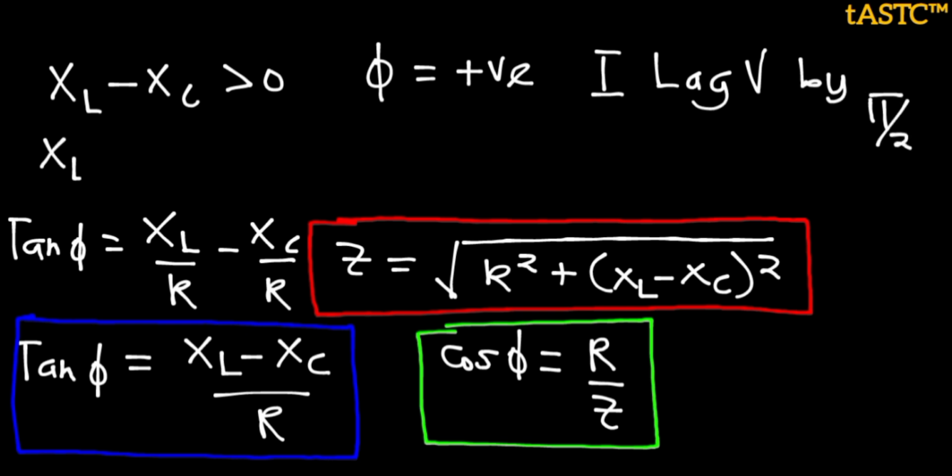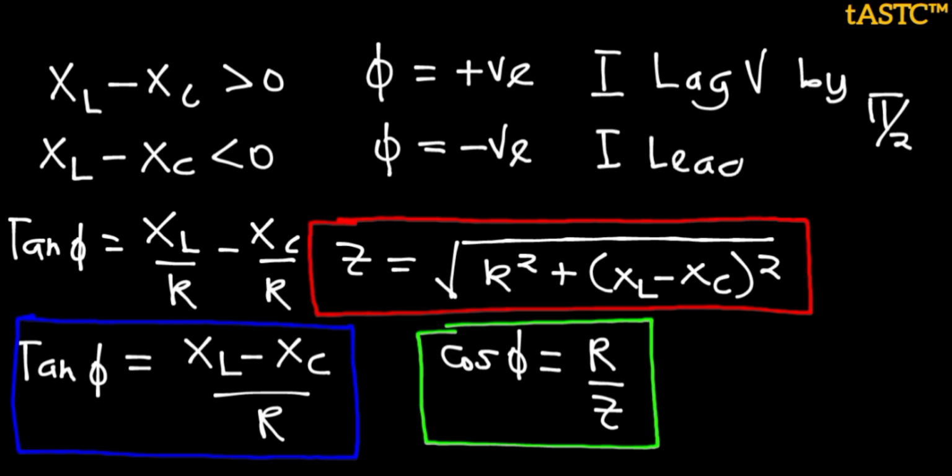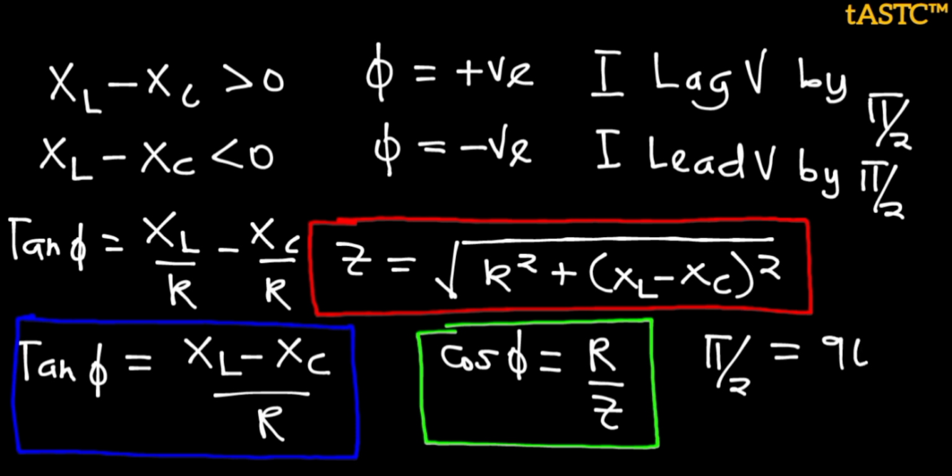And if you got X sub L minus X sub C being less than 0, the phase angle would always be negative. And current is now going to lead the voltage by a value of pi divided by 2 radian. Now you need to know that pi divided by 2 is similar to 90 degrees. So make sure you bear all these nuggets at the back. They're really going to come in handy.